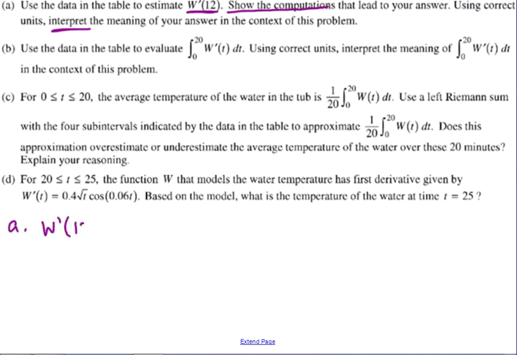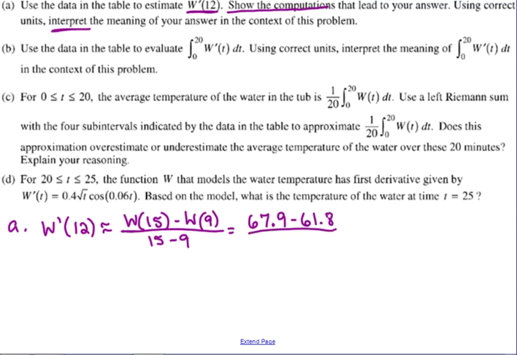So W prime of 12 is approximately, now you don't necessarily need to write out this part, but it never hurts to be specific. W of 15 minus W of 9 over 15 minus 9. And the data from the table says that 67.9 minus 61.8 over 6. It is calculator active. Yeah, that's fine. If you just jump to the numbers, that's fine.